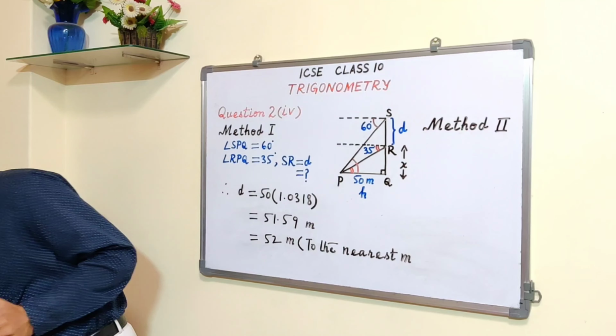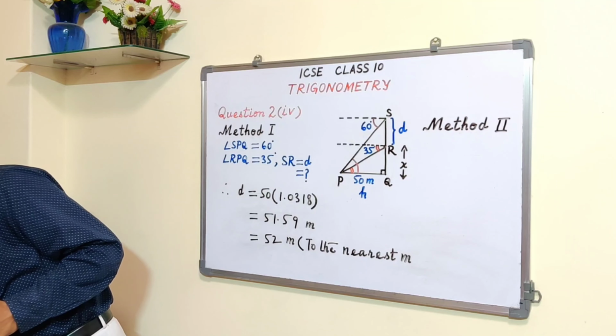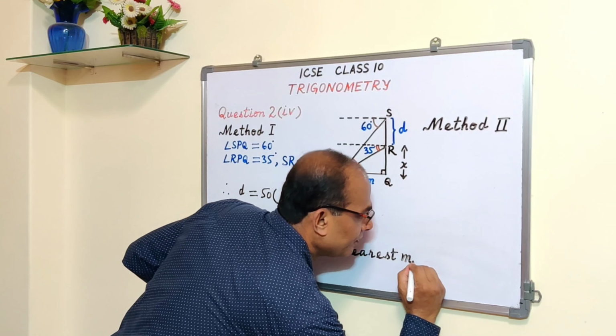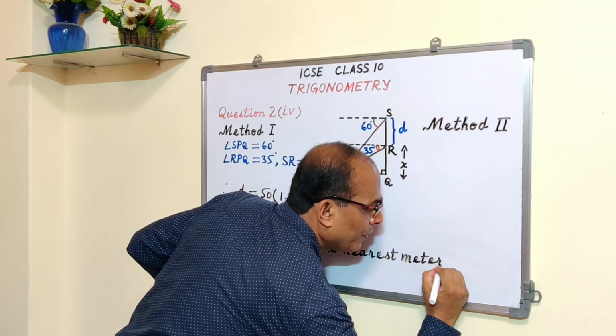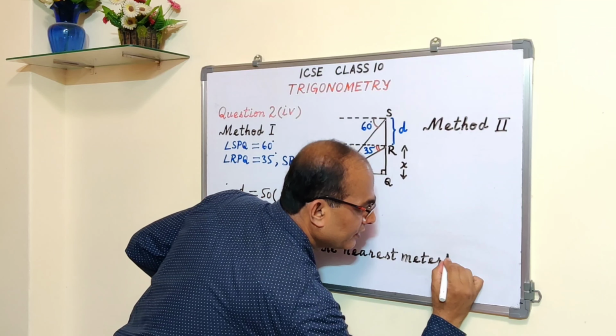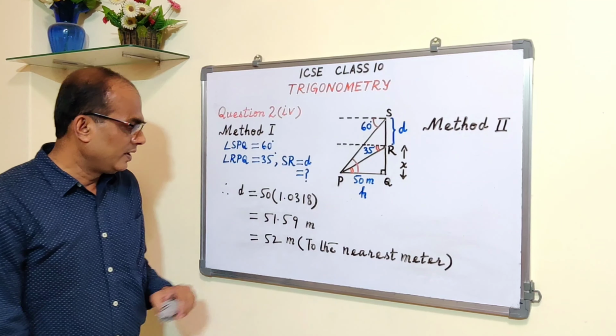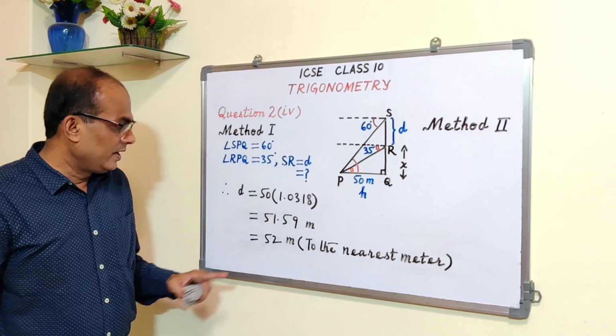This is the question. To the nearest meter. And this is the answer, 52 meters. The question says that write down the answer to the nearest meter. So that's why we are writing 52, because 51.59 is close to 52. Only if you don't write down the last step, you lose marks.